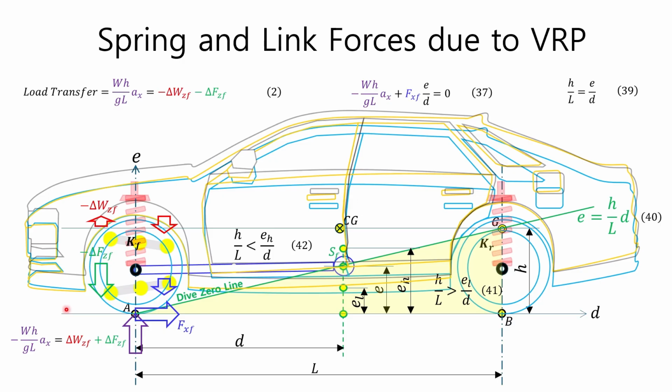Meanwhile, the total vertical dynamic load transfer of the vehicle, calculated using Newton's second law, represents the load transfer from the rear wheels to the front wheels and is independent of the position of the virtual reaction point, SF. The role of the virtual reaction point is to determine the ratio of load transfer transmitted through the springs to load transfer transmitted through the suspension links. Once this ratio is determined, the dive and pitch angles are determined.